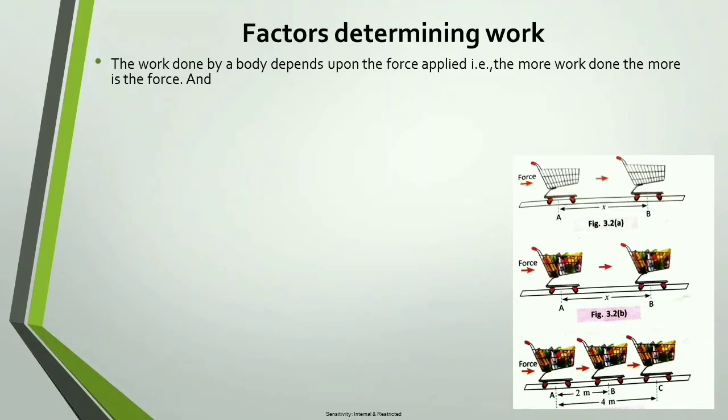Some force is required to move this trolley through distance x and hence some work is done because displacement is there. Now the second case, imagine that the trolley is filled with luggage and it is again moved from A to B through a distance x. It will be obvious that the force required to do so will be more than that in the first case because now the luggage is there in the trolley. So in other words, more work is done in the latter case. So we can say that the work done by a body depends upon the force applied.